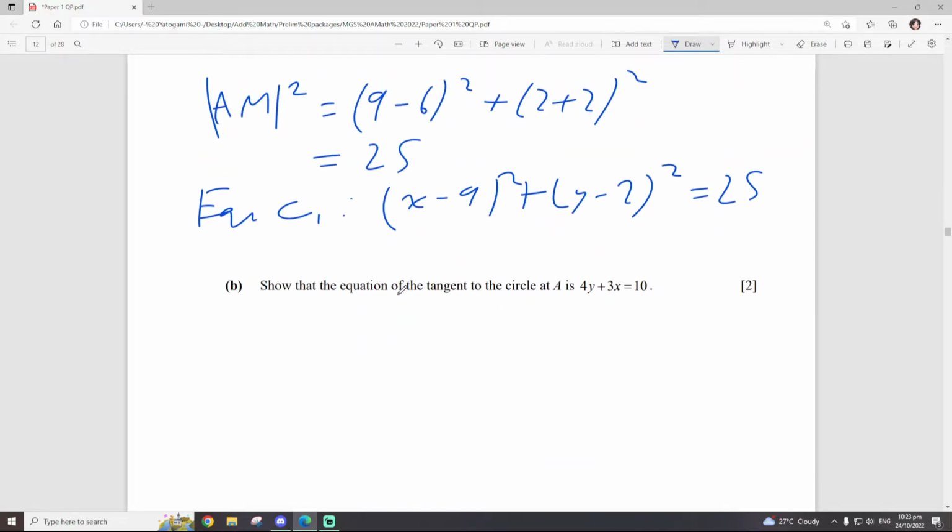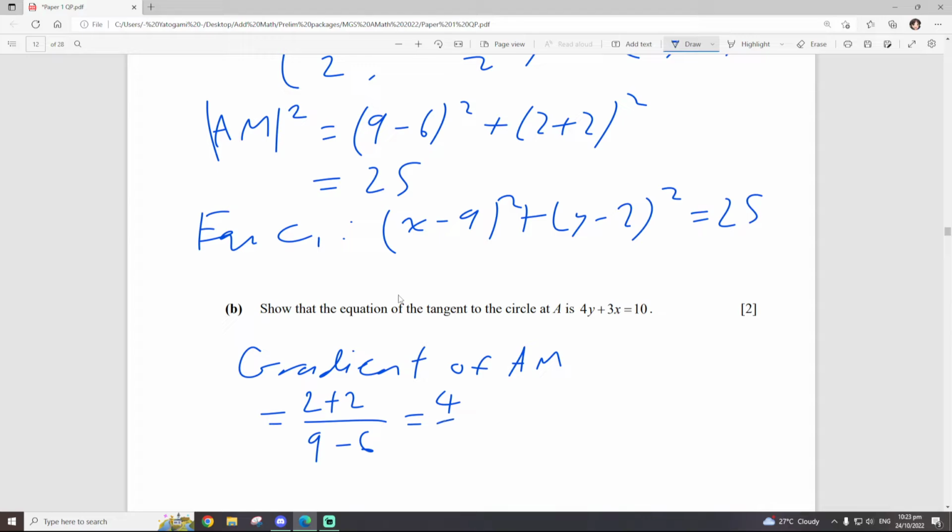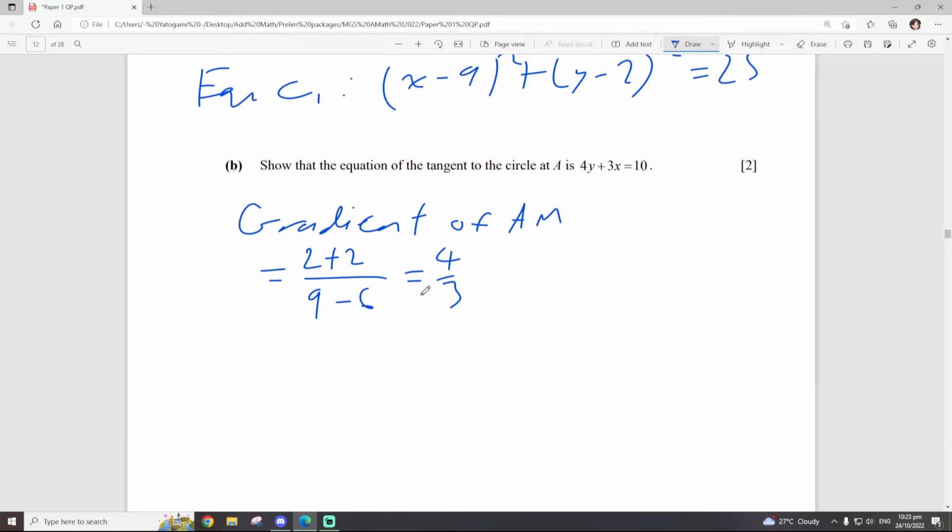Show that the equation of the tangent at A is this. Okay. So the gradient of AM. The tangent is always perpendicular to the radius, so we find the gradient of AM first. So that will be y2 minus y1 divided by x2 minus x1. So this is 4/3. So therefore, the gradient of the tangent will be the negative reciprocal, negative 3 over 4.